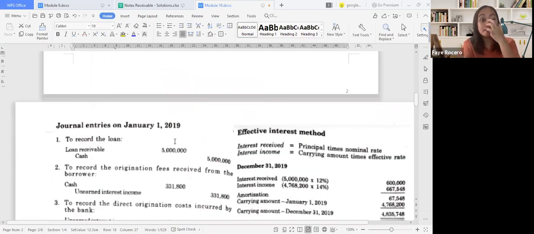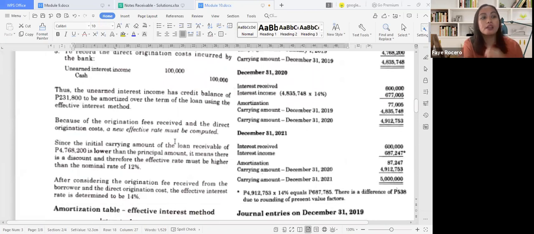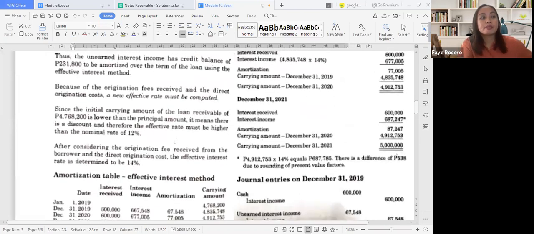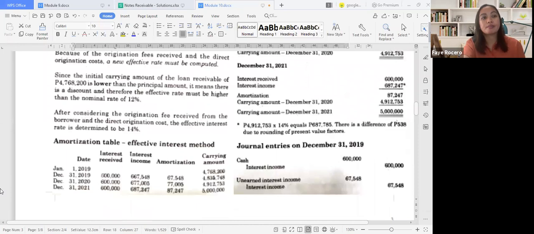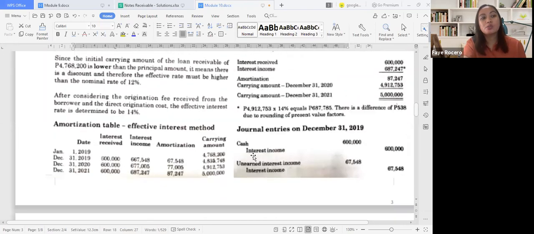So for this case, according to the problem, after considering the origination fee received from the borrower and the origination cost, the effective interest rate is determined to be 14%. Actually, dito nag-trial and error lang siya. So, to get the 4,768,200.